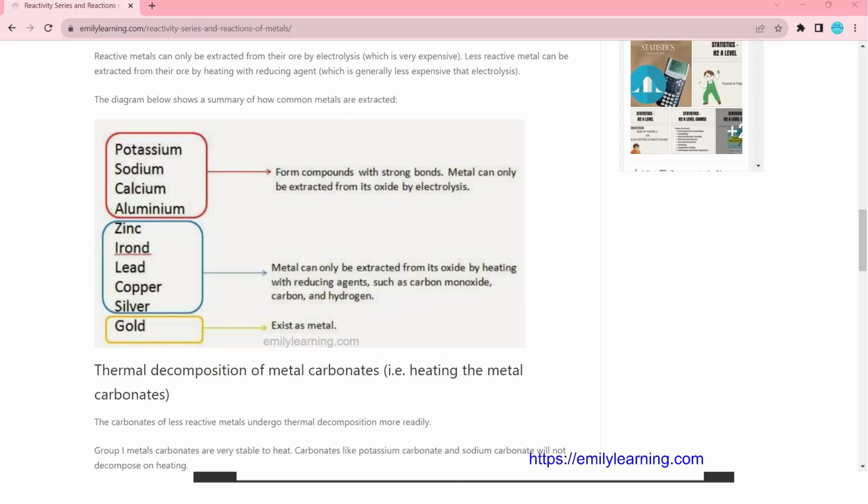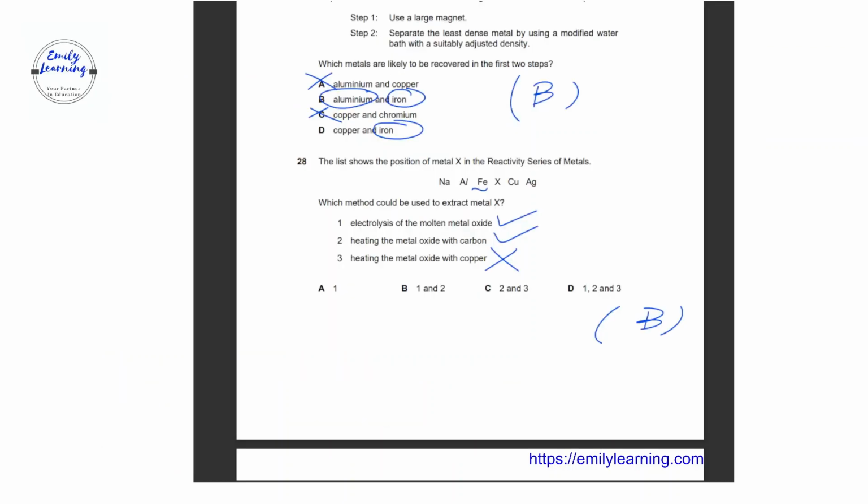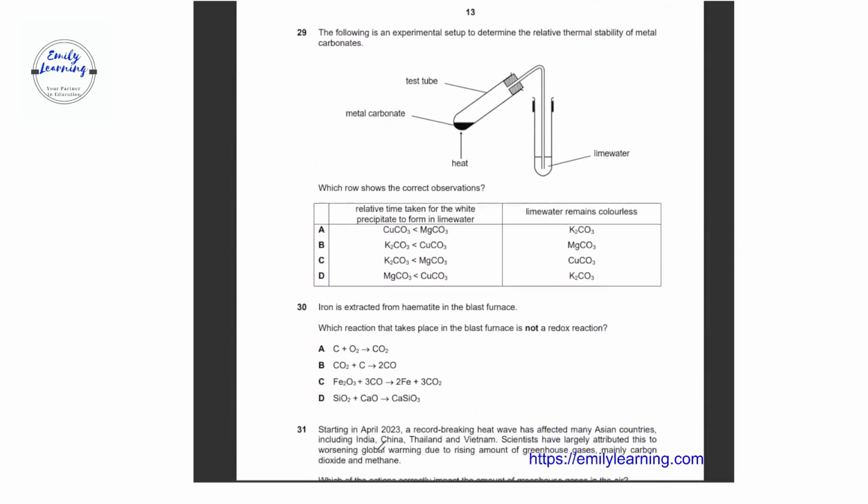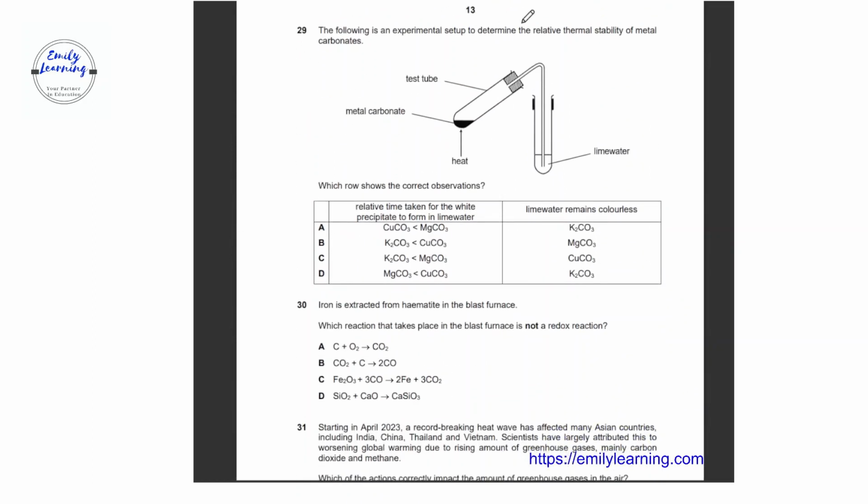So now coming back to our question, let's go on to the next question. So question 29, the following is an experimental setup to determine the relative thermal stability of metal carbonates. Which row shows the correct observation?